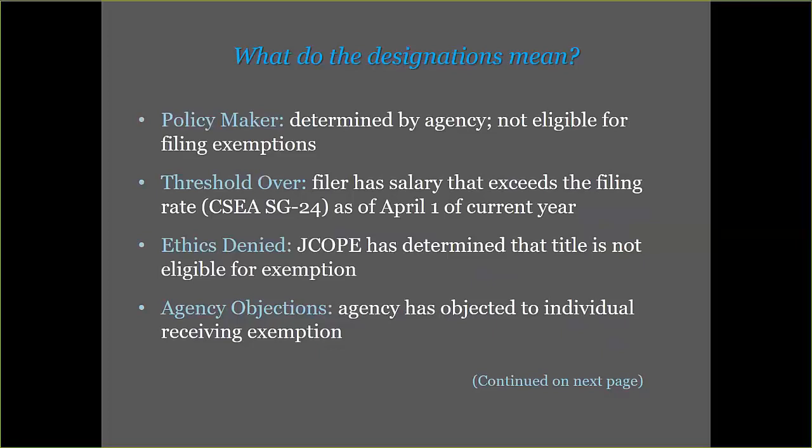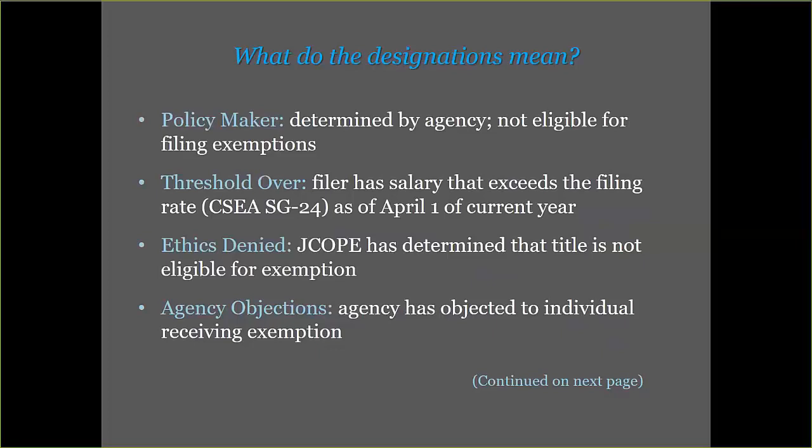Policymaker. As I explained, policymakers, it's a designation that is given by the agency, and that makes them subject to FDS rules without an exemption. The threshold over designation is for filers who have met that salary threshold, salary grade 24. Ethics denied is when somebody has applied for an exemption, but JCOPE has determined that for whatever reason, it's not appropriate for them to have an exemption.